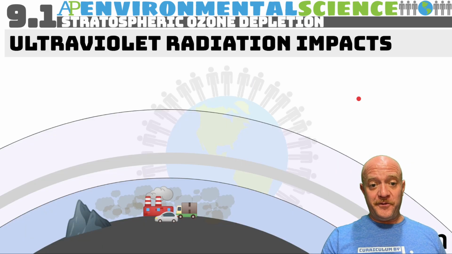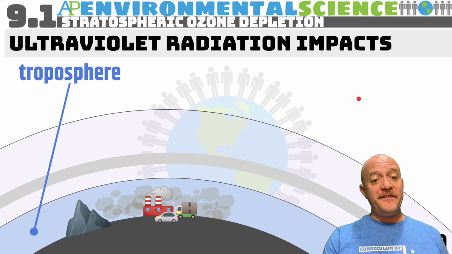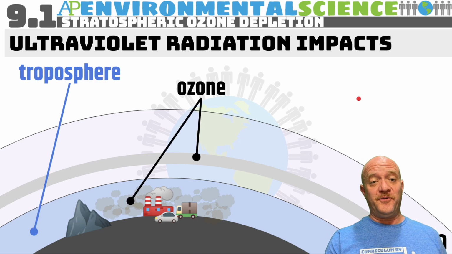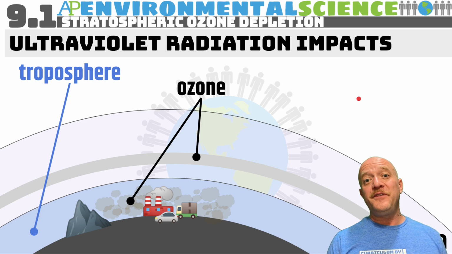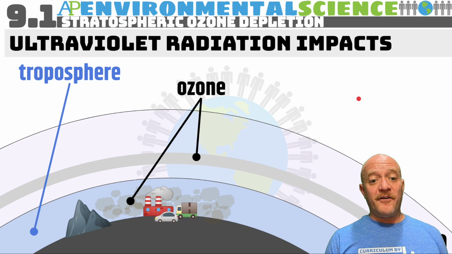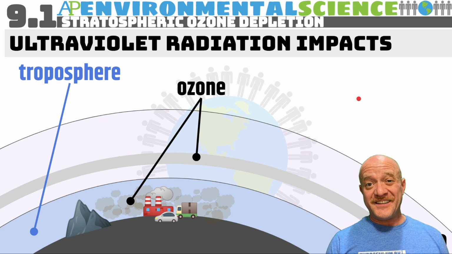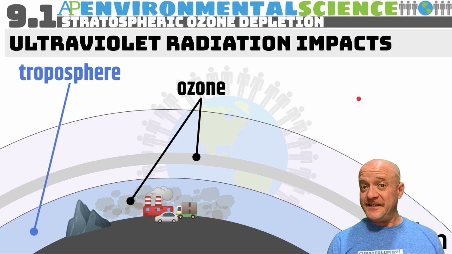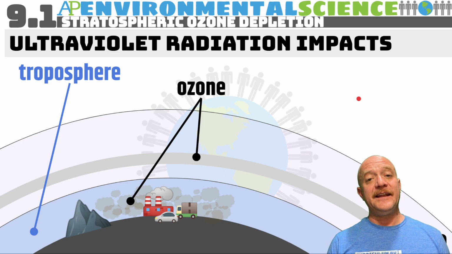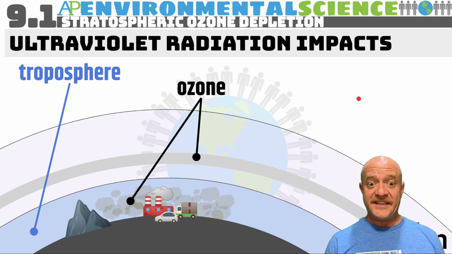So just to review, we have ozone in the troposphere, and tropospheric ozone is a secondary pollutant that is formed through nitrogen oxides and volatile organic compounds reacting with sunlight. It is a respiratory irritant in humans, but it can also damage DNA in plants, leading to decreased rates of photosynthesis.